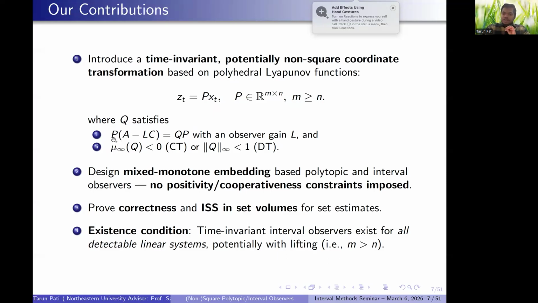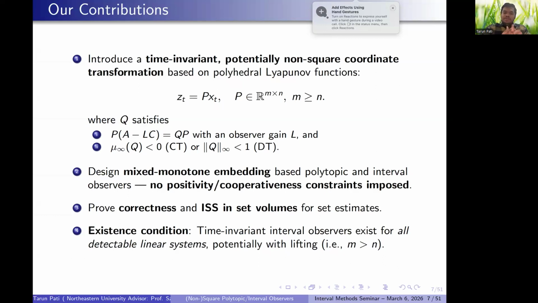And this transformation takes the form of P multiplied by A minus LC, P into the closed-loop state matrix A closed loop, is equal to QP, where L is the observer gain. Additionally, this is designed such that the log norm of Q for continuous-time systems is negative, or the infinity norm of Q for discrete-time systems is less than 1. That means Q is contractive, whether for continuous-time or discrete-time dynamics, in infinity norm.